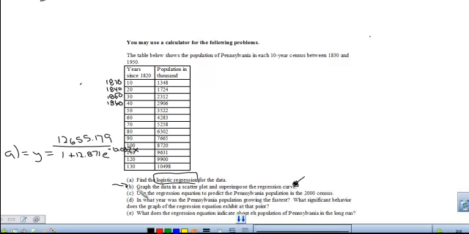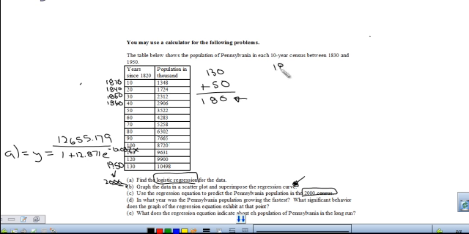So the next question says, part C, use the regression equation to predict Pennsylvania population in the 2000 census. So in the 2000 census, since this is 1950, it's going to be 50 more years. Right? So from 1950 to 2000, this is going to be 50 more years. So I need to add 130 plus 50. So that would be 180. So I want to do it at 180. So it's 180 years after 1820.